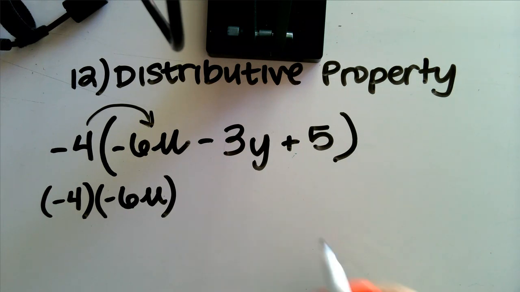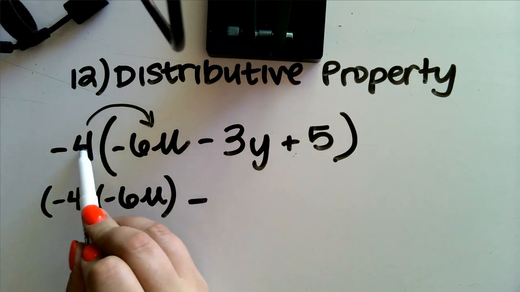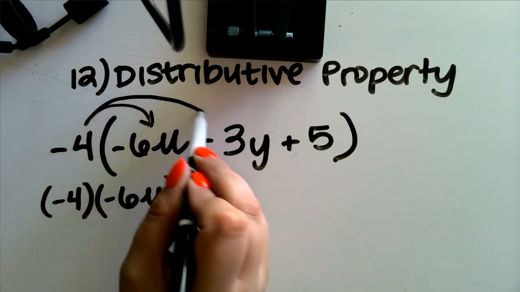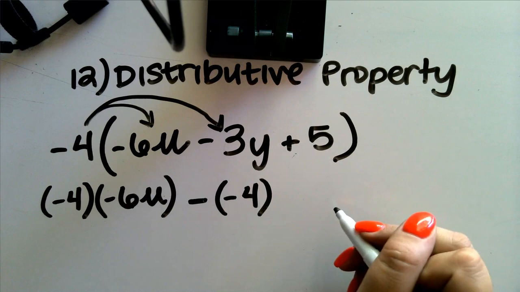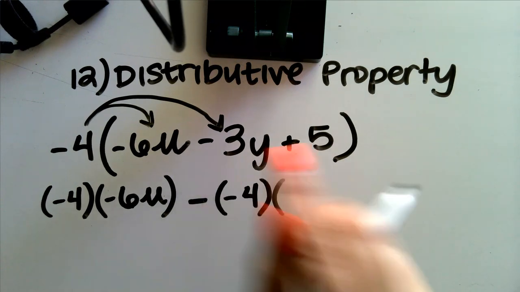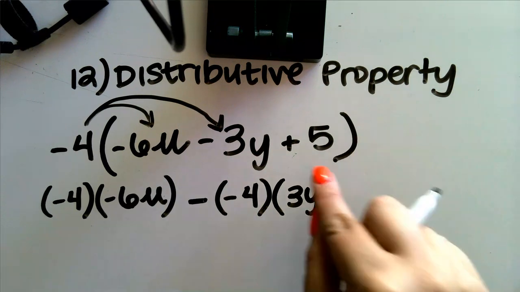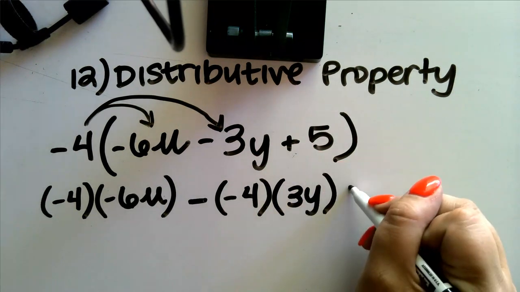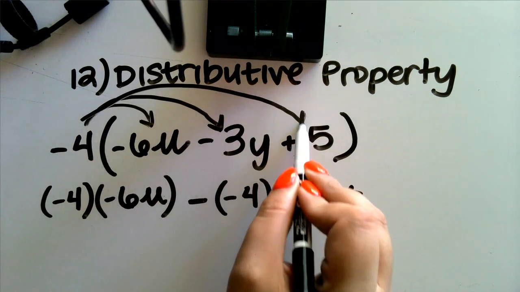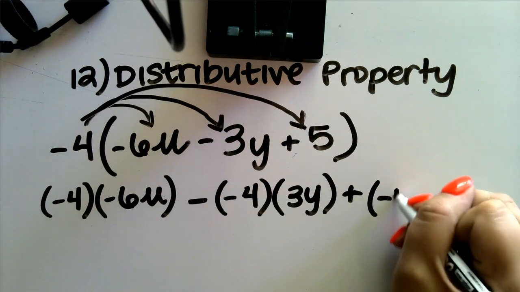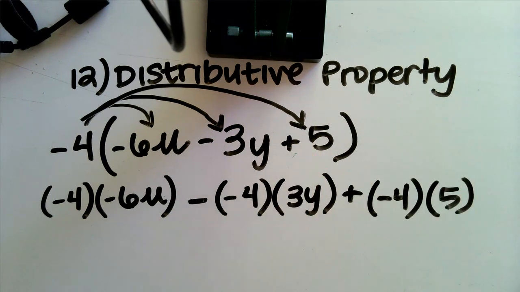Okay? Now I'm going to bring down that minus sign, and then I'm going to multiply in the coefficient into our second term. Have that coefficient of -4 times that 3y. Now we're going to do the same thing for our last term. I'm going to bring down this addition sign, and then I'm going to multiply in this coefficient into our third one. -4 times that positive 5.